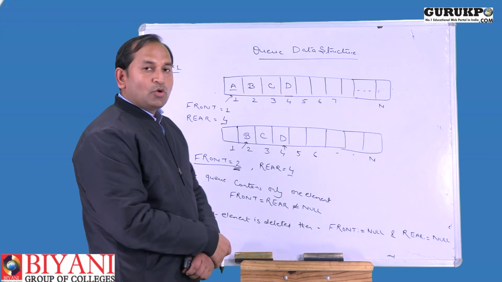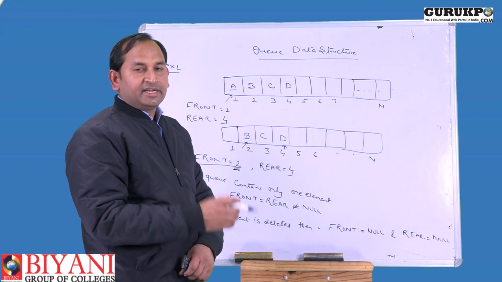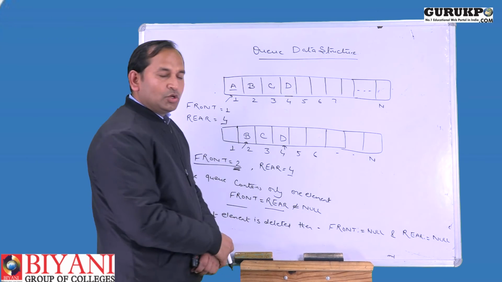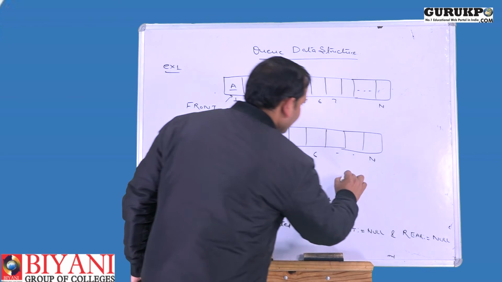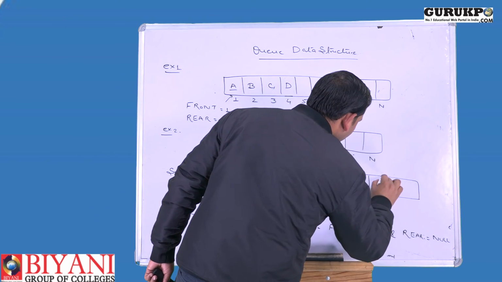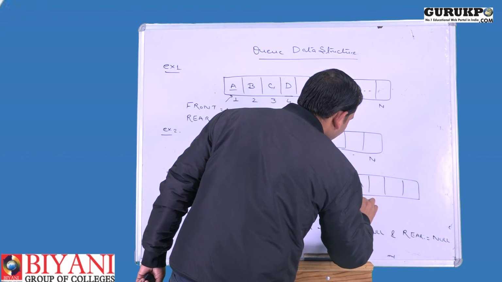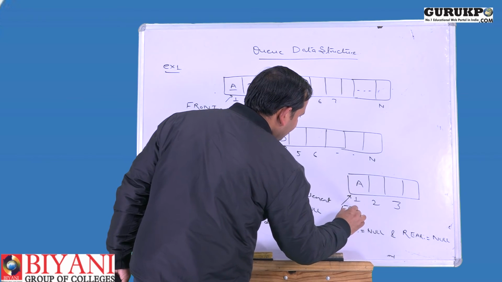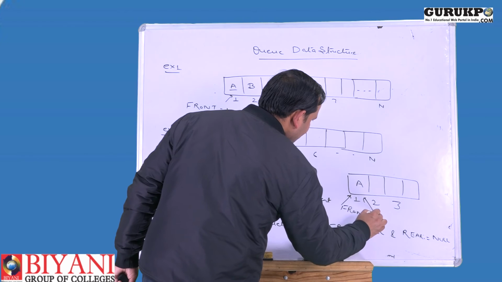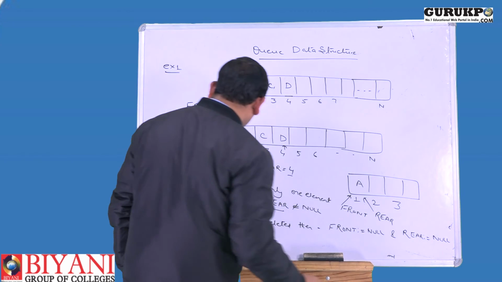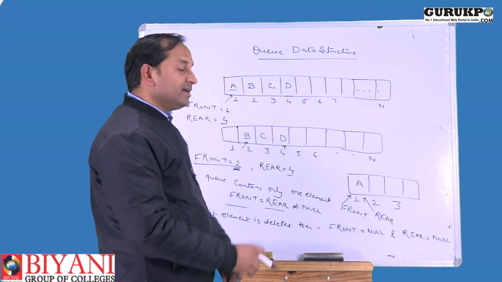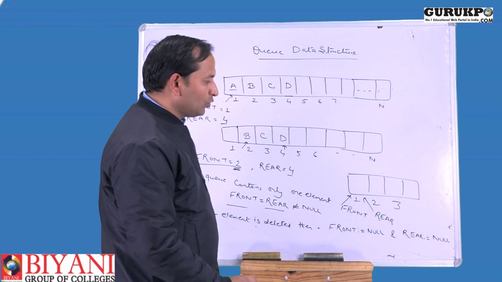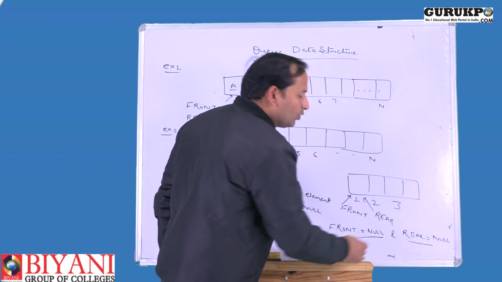Suppose queue contains only one element. There is a queue which contains only one element. In such kind of situation, front equal to rear and which is not equal to null. Suppose we have a queue and there is only one value A. So it indicates front as well as rear. Suppose this element is deleted. Then front equal to null and rear equal to null.